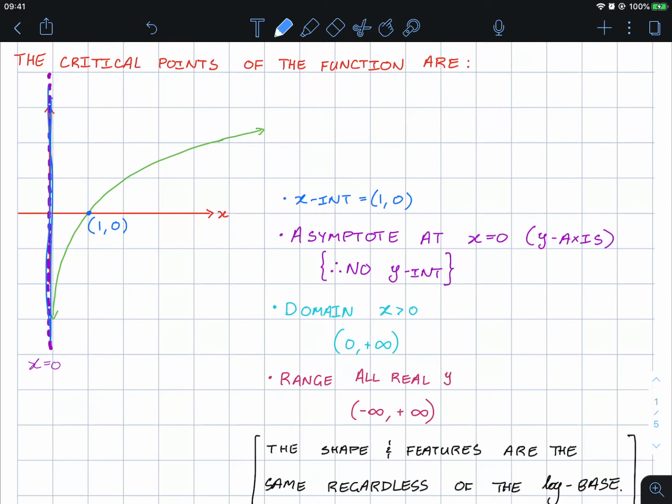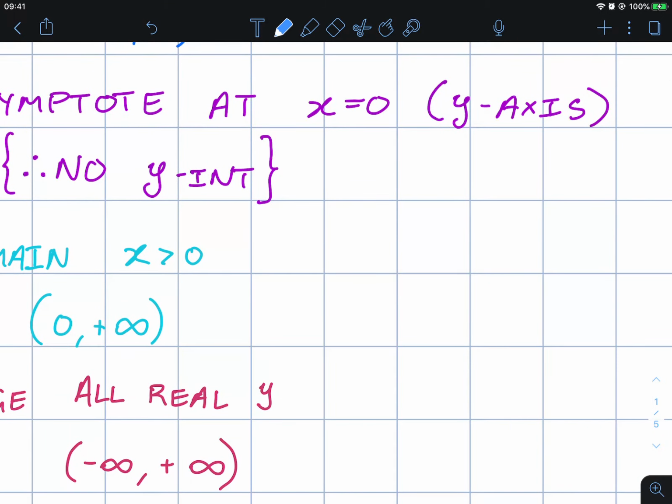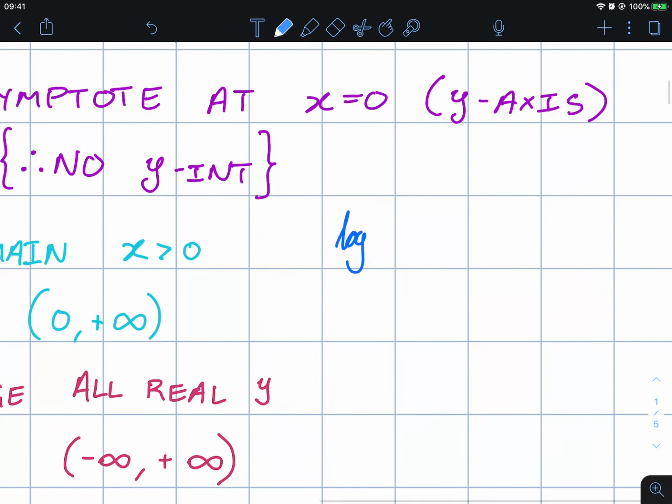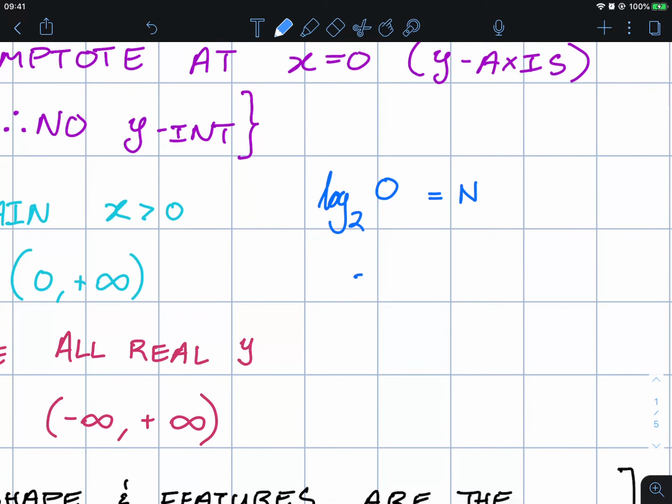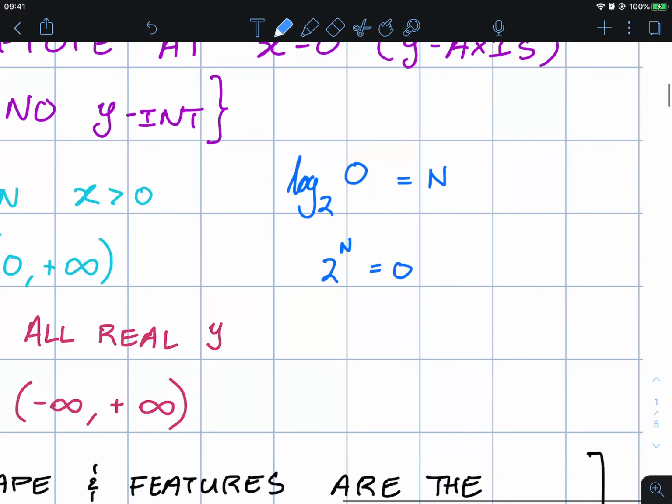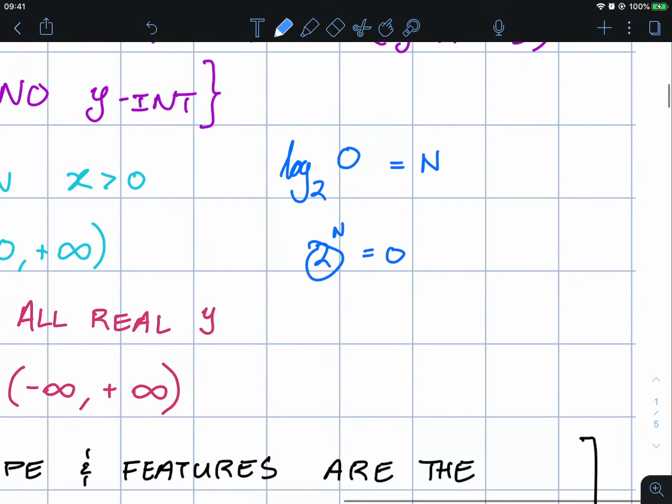Let's do some reasoning of this again. Let's start with log base 2 of x is equal to n. If we let x equal 0, this means 2 to the power of n equals 0. What to the power of n is equal to 0? Doesn't quite make sense, does it?